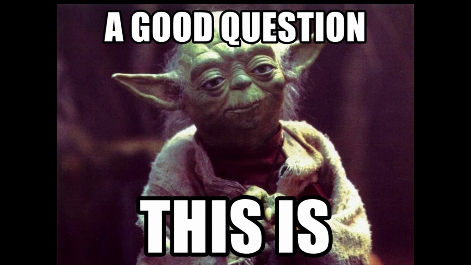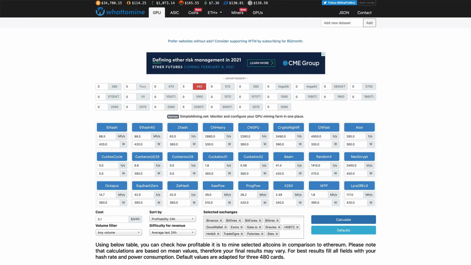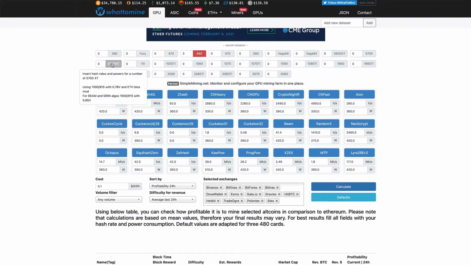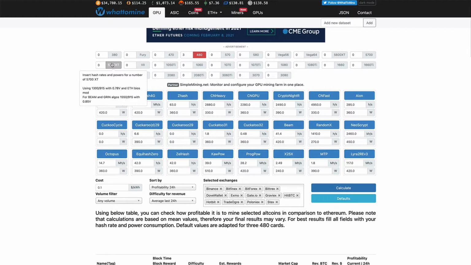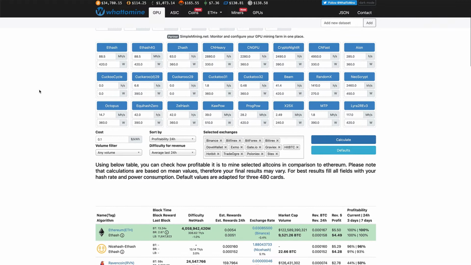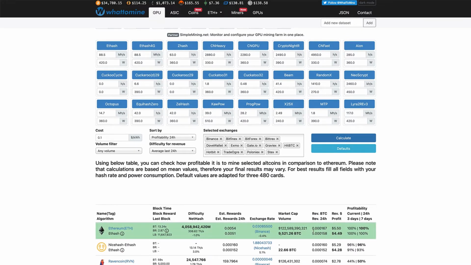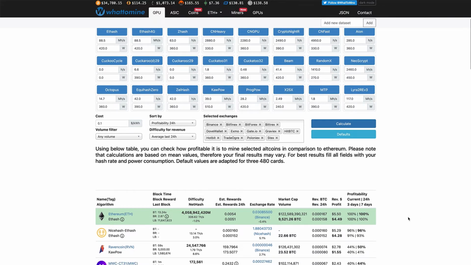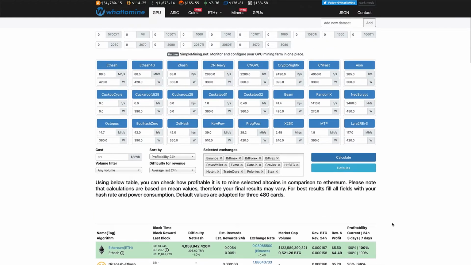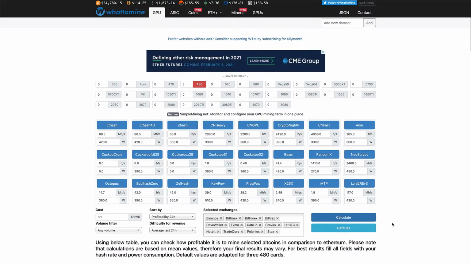And where are people hearing about it? We're going to take a look first at whattomine.com. And we look at the average GPU miner. This is their default stats. This is going to change depending on what kind of rig you have. But the most you're probably going to make on a GPU rig is about $5 a day mining Ethereum. Or there's different coins you can mine. But really, you're not going to make very much. There's not a lot of profit in that.